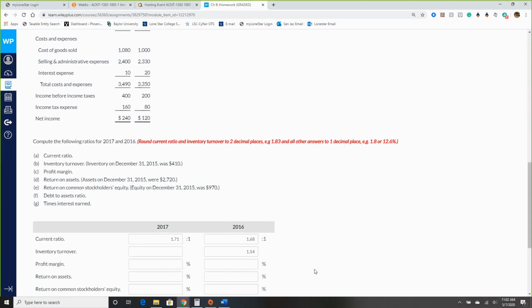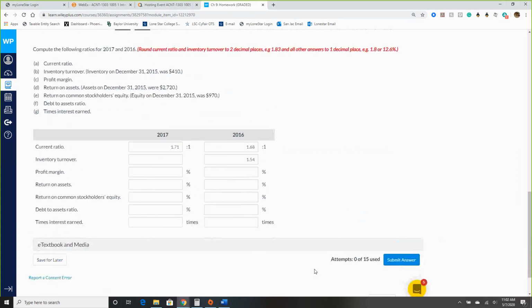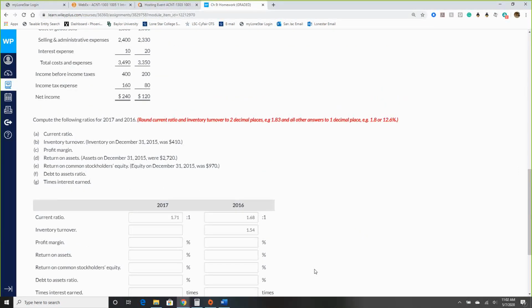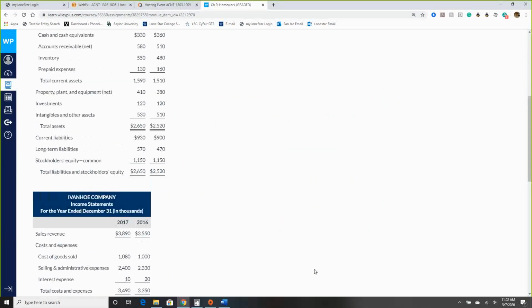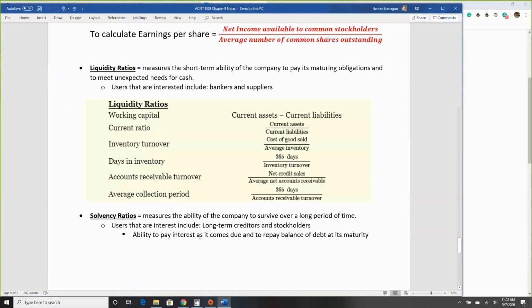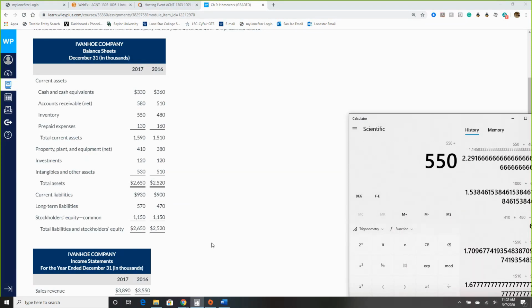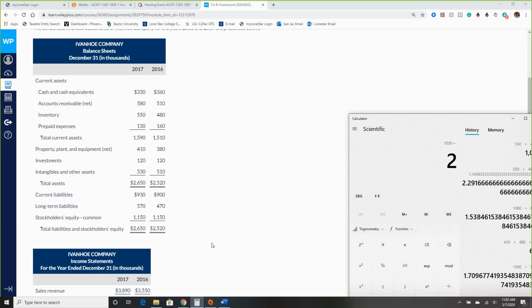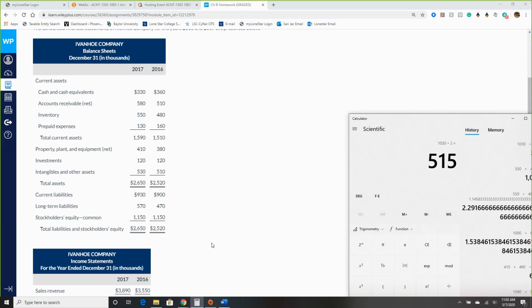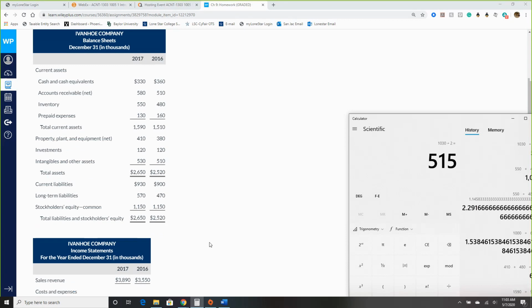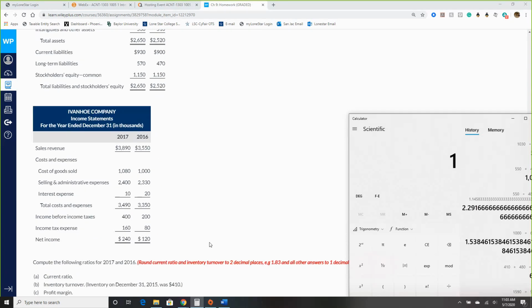Okay. This one's a whole lot easier than that last one. For 17, the average inventory calculation is 550 plus 480. I'm already thinking of divided by 2. So 515, and divide that into your cost of goods sold.